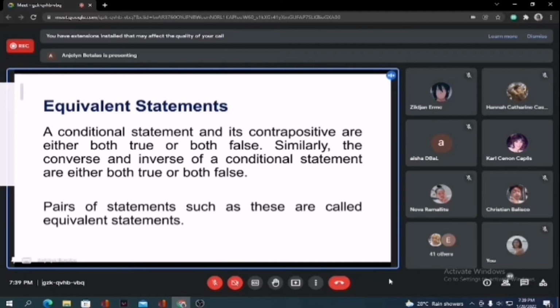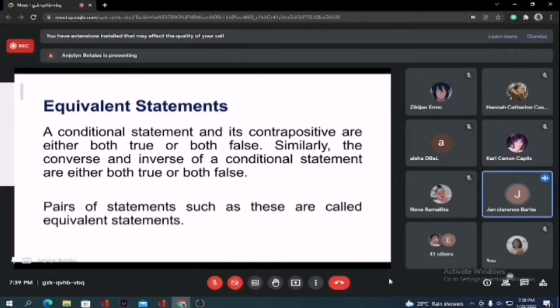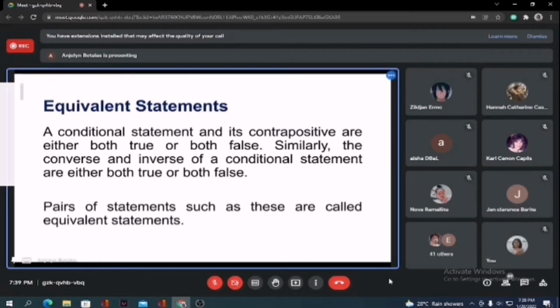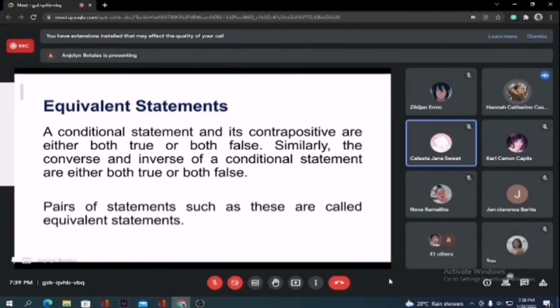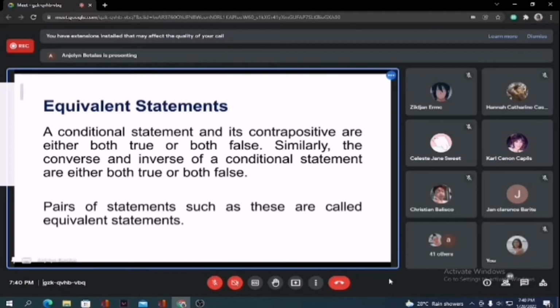So what are those? Ma'am, conditional statement and contrapositive, ma'am. Correct. The other pair? Converse and inverse. Correct. Converse and inverse.